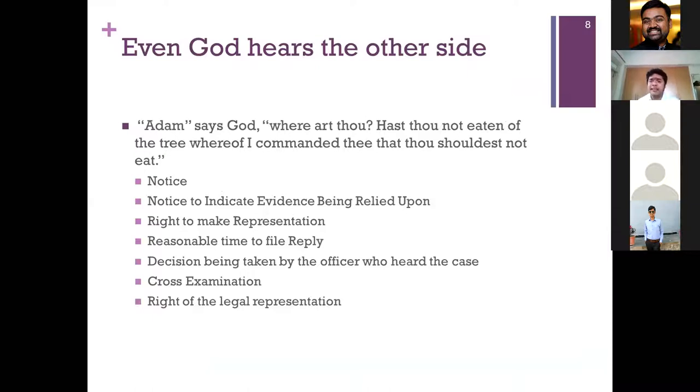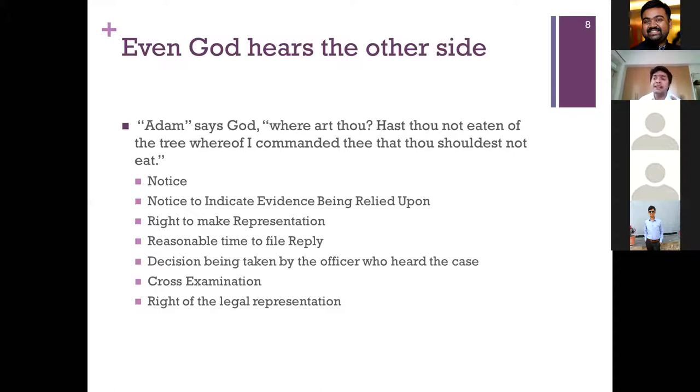So some illustrations of practical ways in which the principle of audi alteram partem manifests itself in our laws is the requirement of giving adequate notice. You must tell each side what evidence is being relied upon to convict them. You must give them a right, like I said, to ask for a lawyer. You must give them a reasonable time to file the reply. You must give them a right to cross-examine the witnesses who are testifying against them.